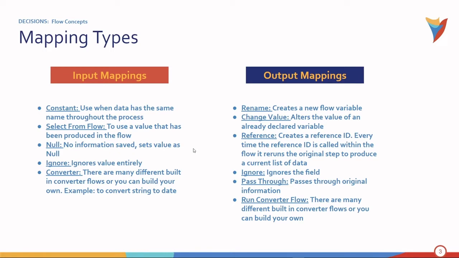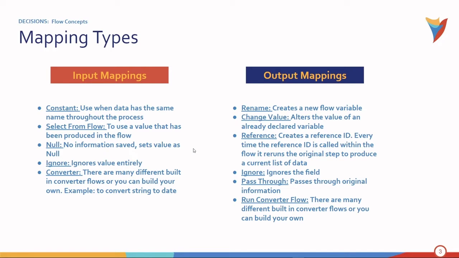that has the same name throughout the process. So when you use a constant, it can't be set dynamically. It's going to be exactly what it says, a constant, whether it's a name or a number. That number will always be what is output or input inside of the step.